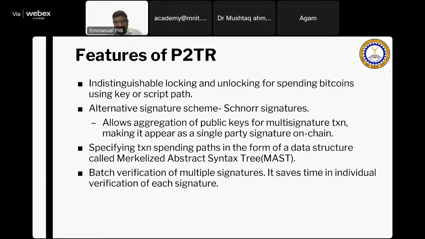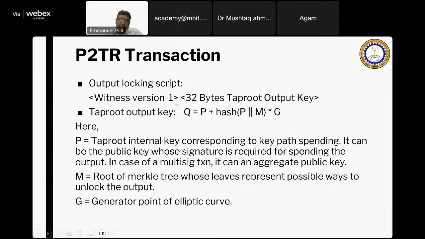So that library is there, and how to use it you can check out, right? So I think somewhere down the line we will discuss that, right? Specifying transaction spending paths in the form of a data structure called Merkleized abstract syntax tree, called MAST. So you can have a batch verification of multiple signatures. It also saves time on individual verification because everything is time bound. So that is what it is.